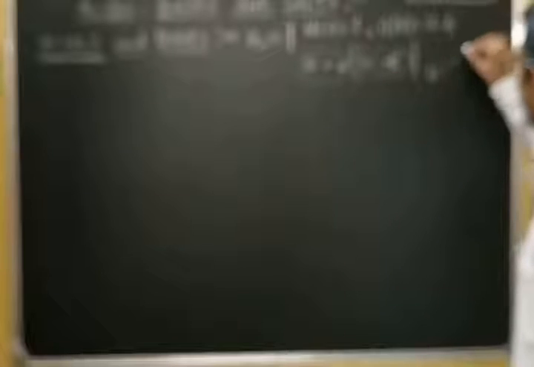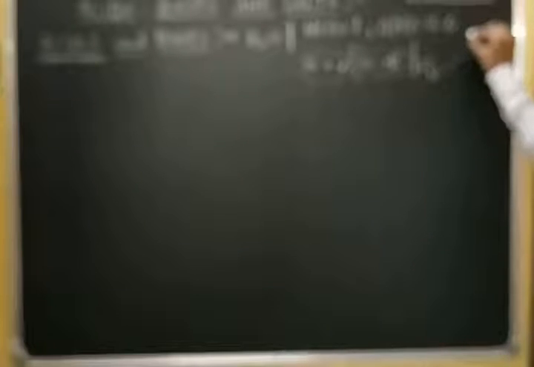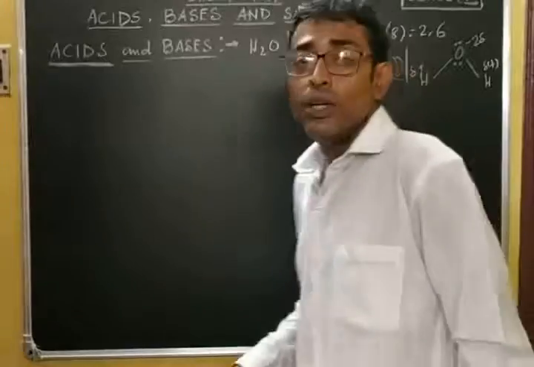Oxygen being more electronegative, all the charge will shift towards oxygen, so that will be delta plus, that will also be delta plus, and this will be minus 2 delta, or 2 negative, and there are 2 lone pairs of electrons. This is the structure of the water molecule.